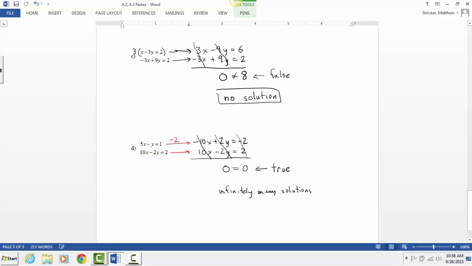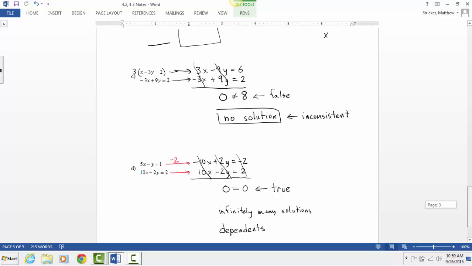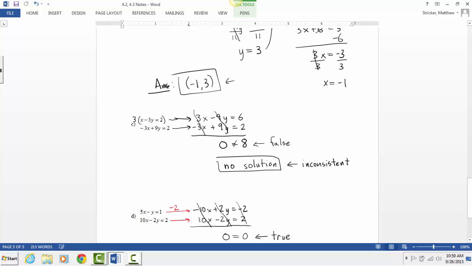Now going back through and naming these by our definitions we covered earlier in the video, this would be considered a dependent system. It has infinitely many solutions. This example here had no solution, so we called that inconsistent. In all of the other examples, this would be a consistent solution, or a consistent system. It does have a solution.